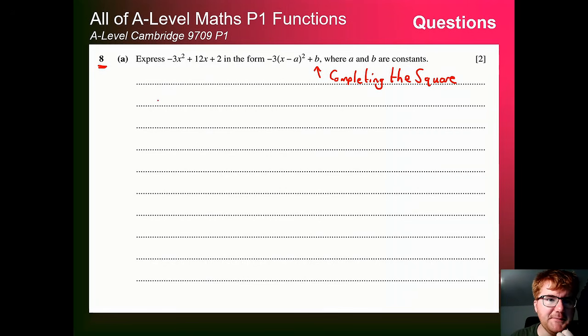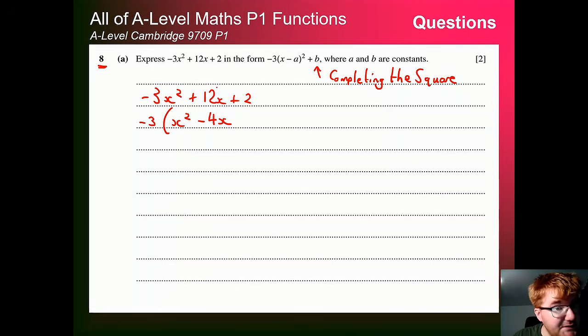So let's take this expression here, minus 3x squared plus 12x plus 2. We're going to take, again, a factor, this time of minus 3 out. Again, we want that positive x squared at the start. So that gives us then x squared. Now, let's be slightly careful with negative numbers here. So here we're going to need a minus 4x. Notice we can always work backwards. Minus 4x times minus 3 gives me plus 12x.